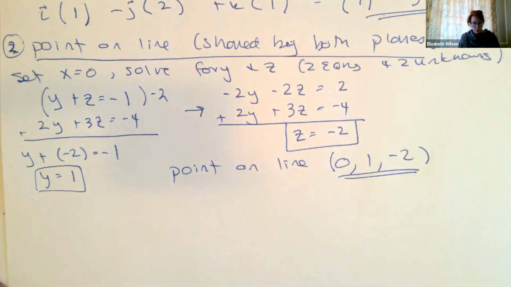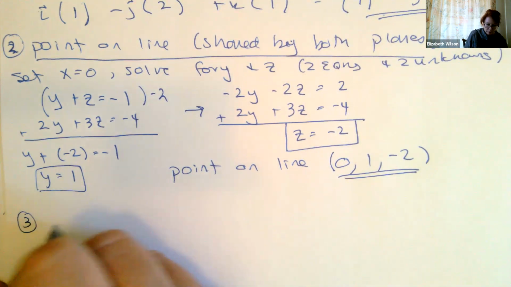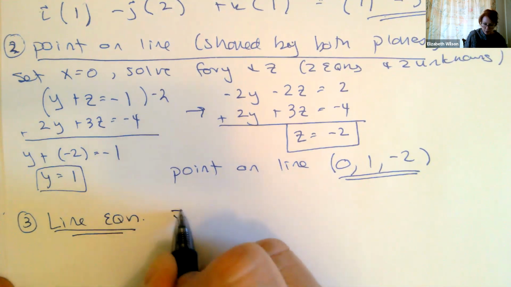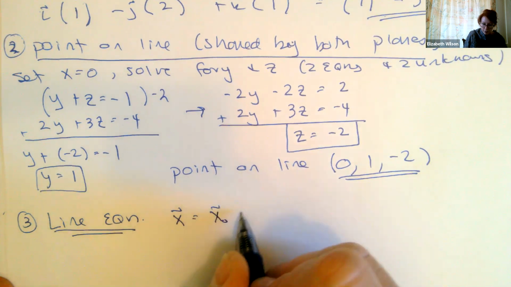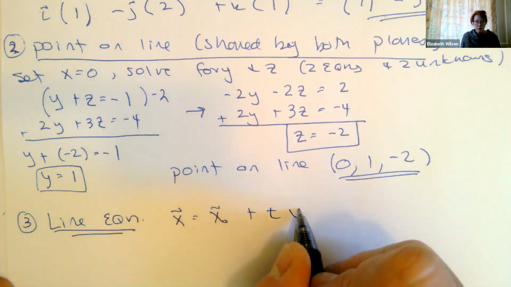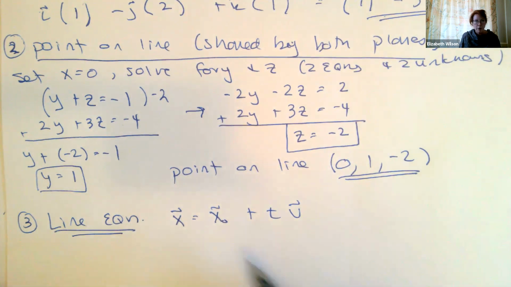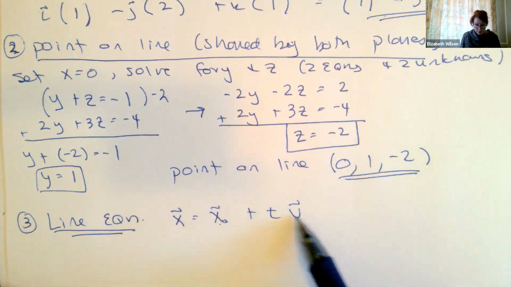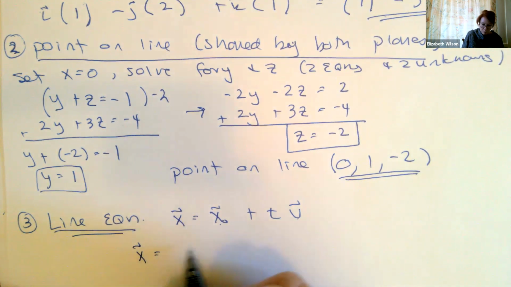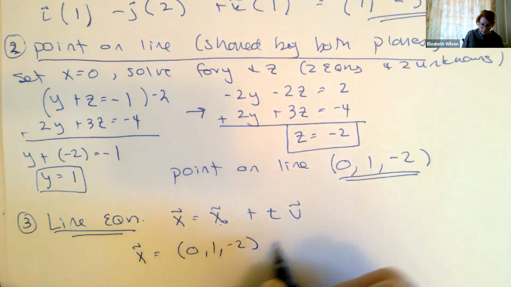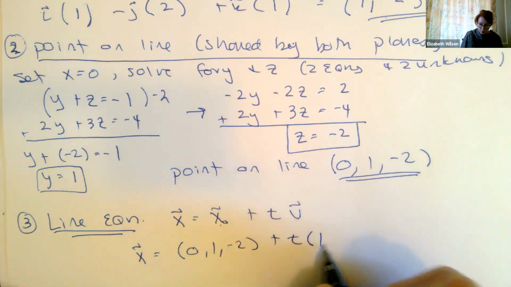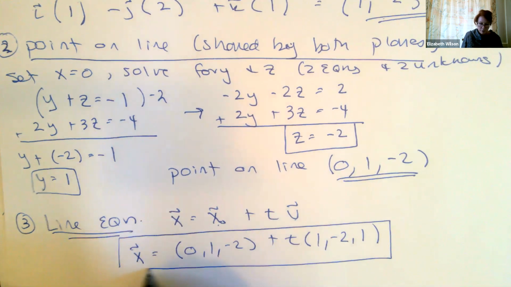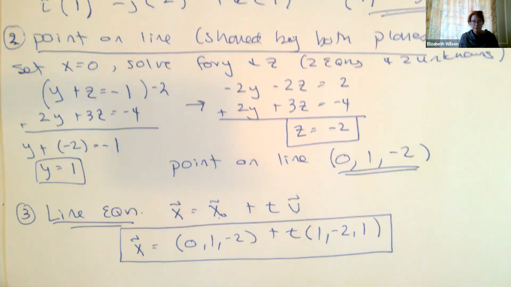All right, I have a vector and I have a point, which means I can write an equation for a line. Our vector equation is x bar equals x naught, which is our point, plus the parameter times our vector. We have all the pieces that we need. We've got our point and we have a vector parallel to that line. It's on the line. We call it parallel to that line. So x bar equals the point 0, 1, minus 2, plus t times 1, minus 2, 1. There's our line equation.